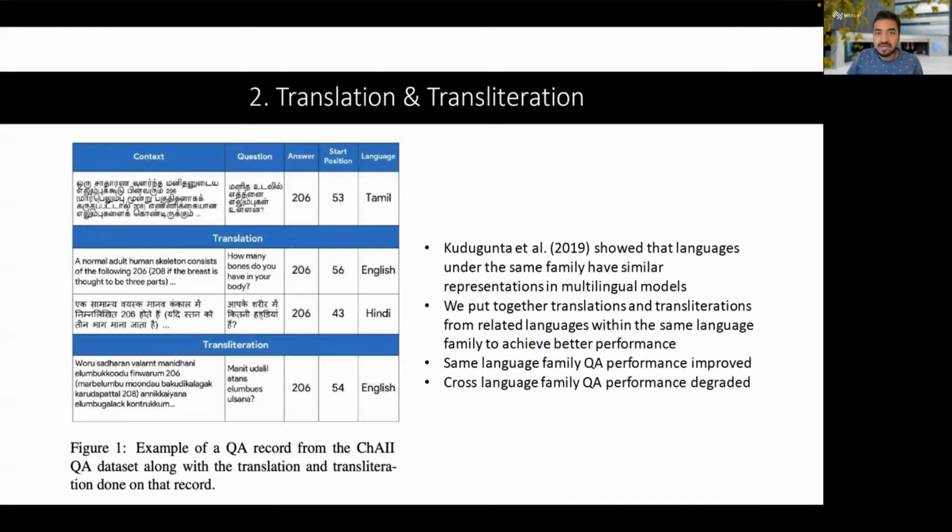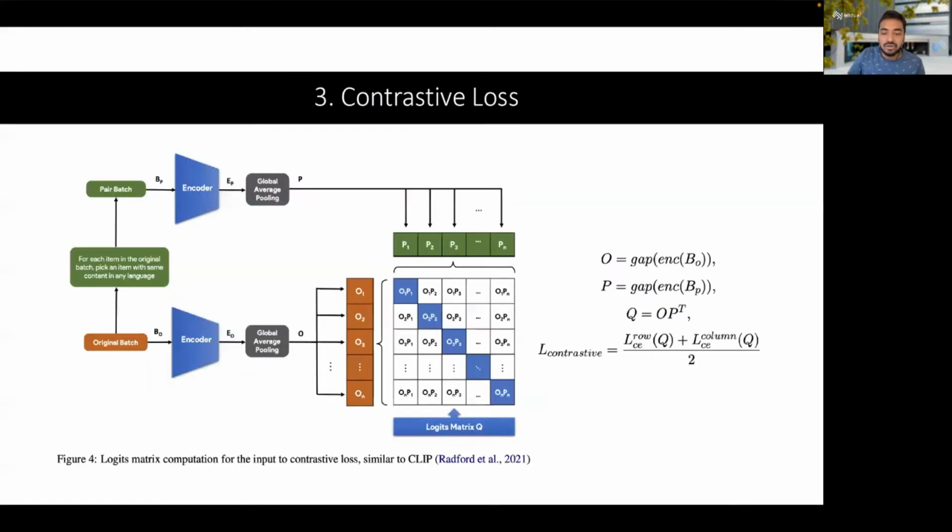Then we did translation and transliteration of our target data ChAll to increase our training data records. Previous research work has shown that languages under the same family have shown similar representations in multilingual models. With that point in mind, we put together translations and transliterations from related languages within the same language family to achieve better performance. We observed that same language family QA performance got improved, but the cross-language family QA performance got degraded. So in order to encourage similar representations for the same content across languages, we introduced contrastive loss.